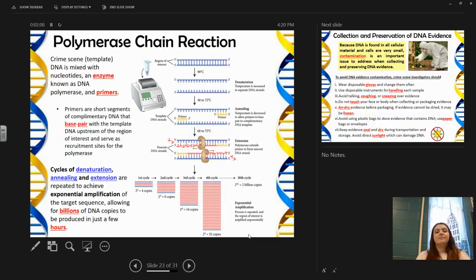So how does it work? Got a little picture here. So we have a crime scene. DNA is mixed with nucleotides. Remember, a nucleotide is the monomer that attaches to your DNA strand. An enzyme known as DNA polymerase.